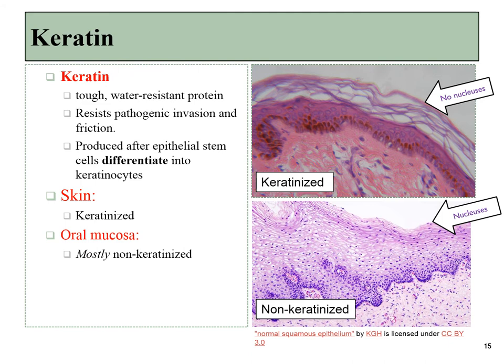The epithelial cells in the mucosa produce keratin, therefore we call them keratinocytes, and this is a tough water-resistant protein. And as we'll see, we'll make more of this protein in regions of the oral mucosa that require more toughness. The outer layer of our skin was completely keratinized, but the layer of the oral mucosa is going to be either non-keratinized or sometimes partially keratinized.